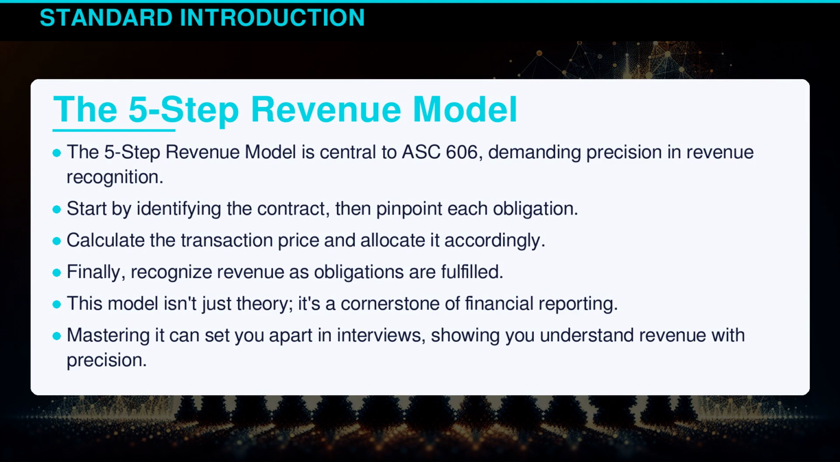The 5-step revenue model is central to ASC 606, demanding precision in revenue recognition. Start by identifying the contract, then pinpoint each obligation. Calculate the transaction price and allocate it accordingly. Finally, recognize revenue as obligations are fulfilled. This model isn't just theory, it's a cornerstone of financial reporting. Mastering it can set you apart in interviews, showing you understand revenue with precision.